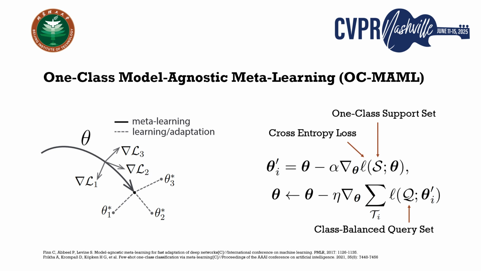MAML aims to learn an initialization of model parameters theta that can quickly adapt to new tasks with a few gradient steps. It does this through a two-stage process: an inner loop for task-level adaptation and an outer loop for updating theta to improve performance across tasks. OCMAML extends this idea by performing adaptation on a one-class support set and evaluating the adapted model on a class-balanced query set. However, OCMAML uses cross-entropy loss during adaptation. It's inherently mismatched with the one-class nature of the support data, often leading to unstable gradients and suboptimal generalization.